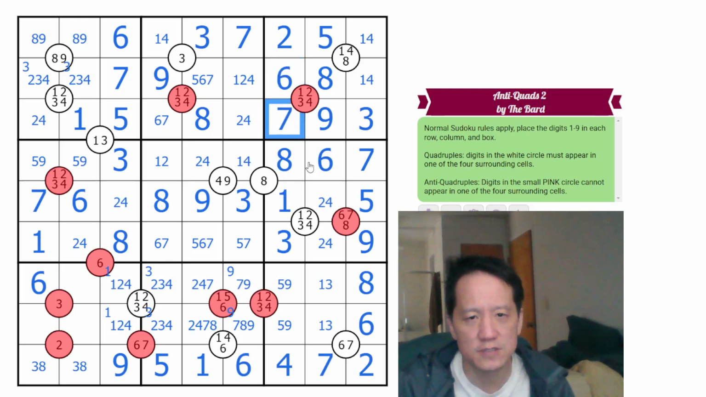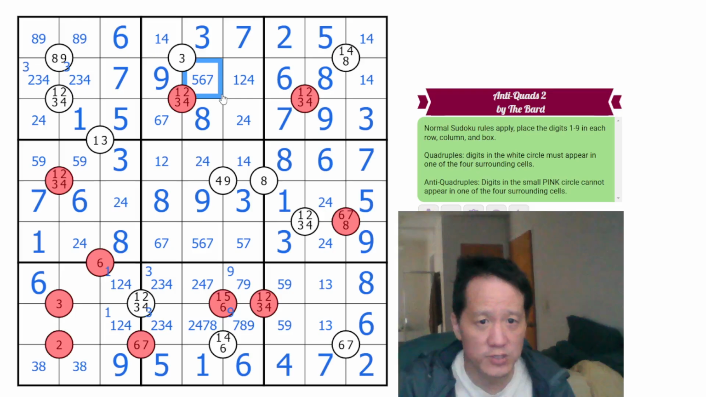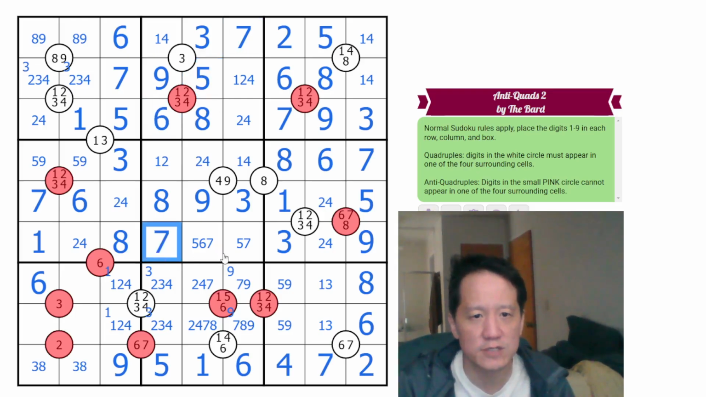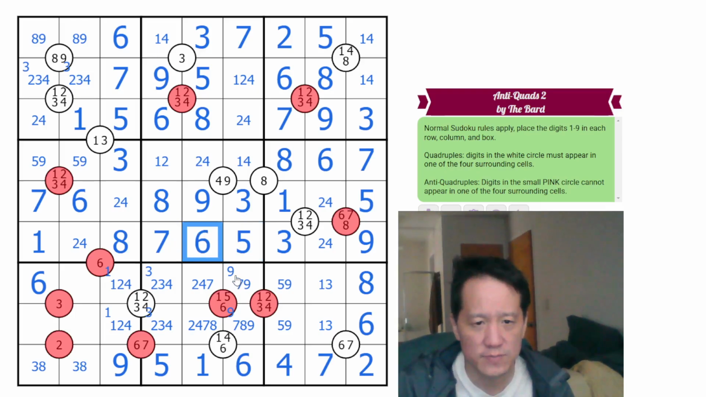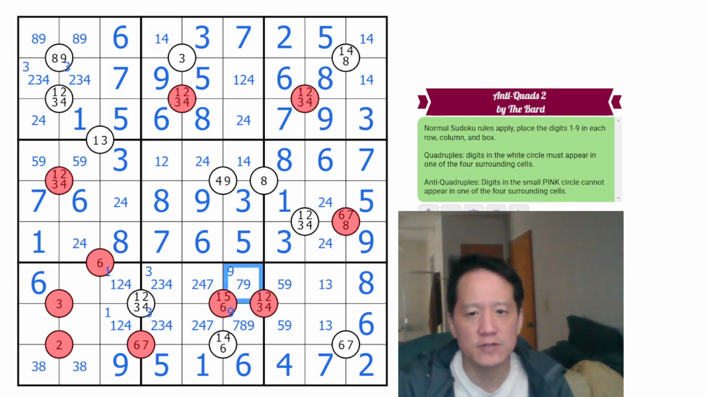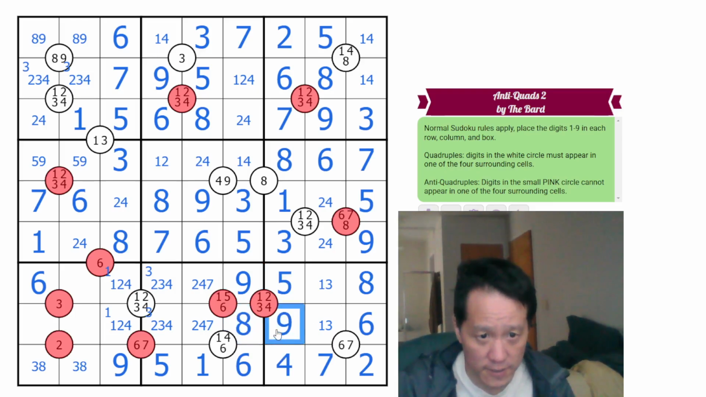So this is 6. This is 7. This can't be 7 or 6. So this is 5. This can't be 7. So this is 6, which makes that a 7. This 7 makes that a 5. This 5 and 7 makes that a 6. This can't be 8 anymore. This can't be 7, so this is 9, which makes that 8, which makes this 5, which makes that 9.